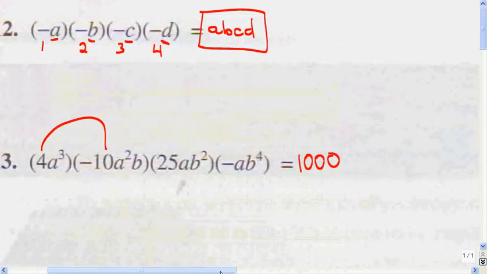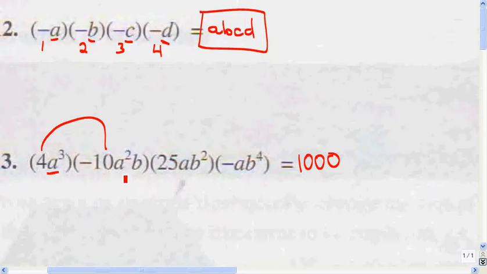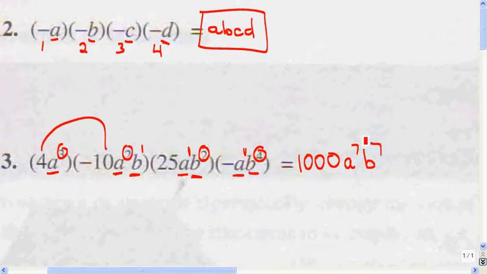Now we're going to do the variables, the letters. We're going to do all the A's first. Okay? So we're going to add the exponents. 3 plus 2 is 5, plus 1 is 6, plus 1 is 7. So we're going to write A to the 7th. Then we're going to do the other variable, the B. So we got B here, B here, B here. So we've got 1 plus 2 is 3, plus 4 is 7. So we got B to the 7th. That's our answer. All done. Easy, huh?